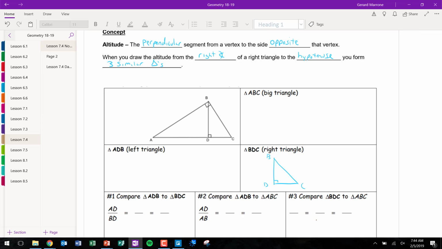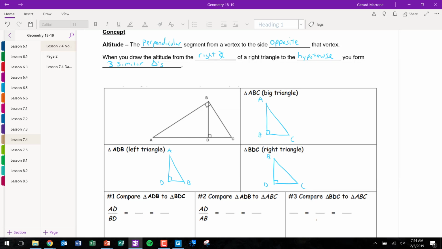So my big triangle, drawn that way, is going to have angle A up here, angle B right here, and angle C right there. And then my medium-sized triangle, the left-hand one, drawn like that, is going to have A at the top, it's going to have D down here, and it's going to have B right there.